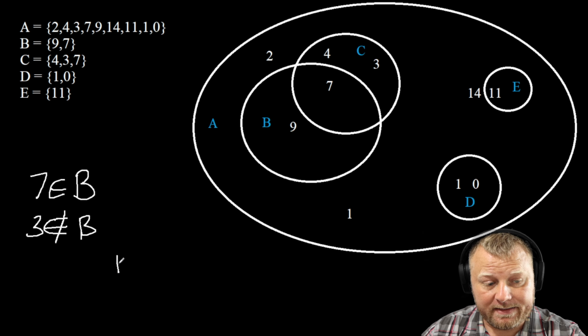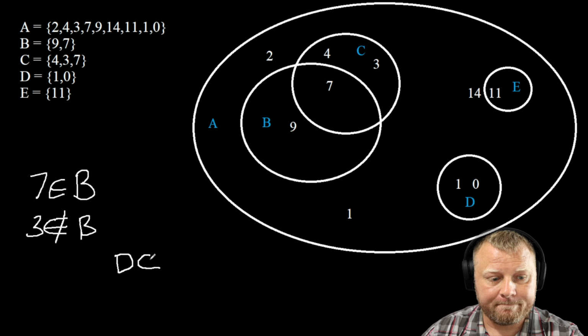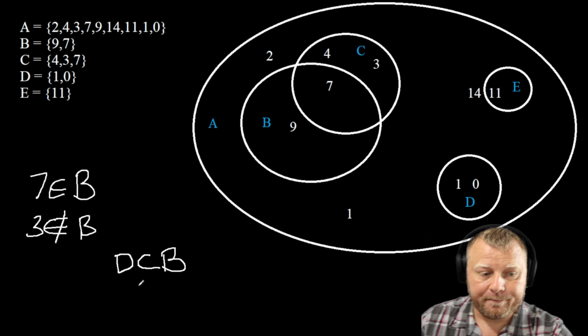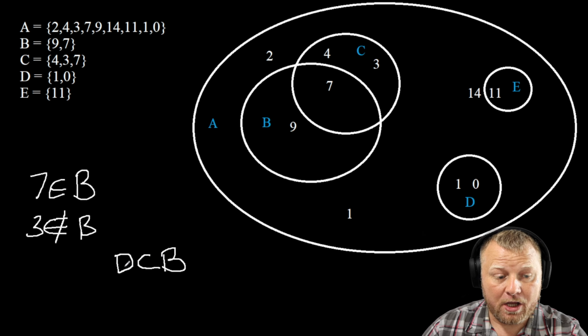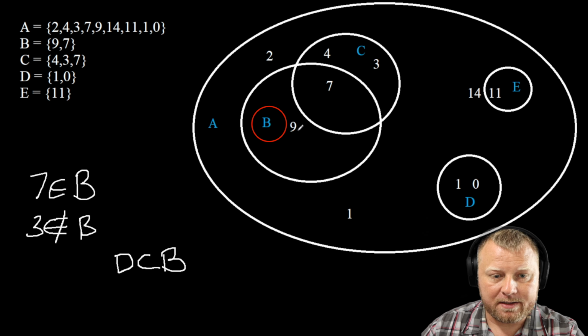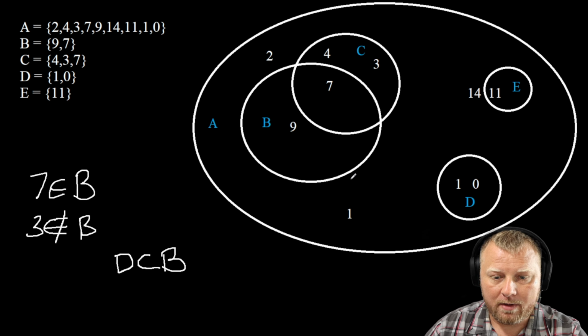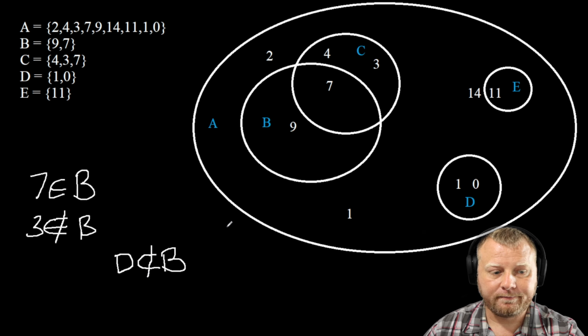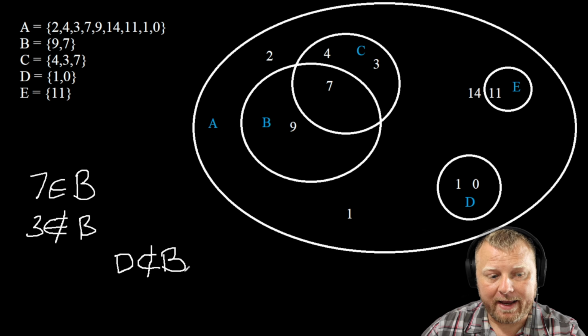Now we can ask ourselves a question like this: is D a subset of B? Remember what subset means. That means that for every element in D, it'll also be found in B. So let's take a look here. D is over here. It's got 1 and 0. And B has a 9 and a 7 in it, so no. Everything that's in D is not in B. In fact, that's not a true statement, so again, we'll have to put that angled line through it to say D is not a subset of B.